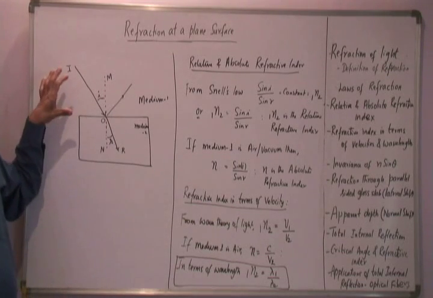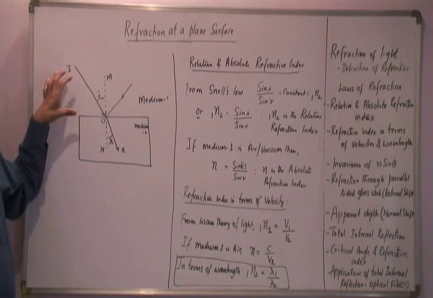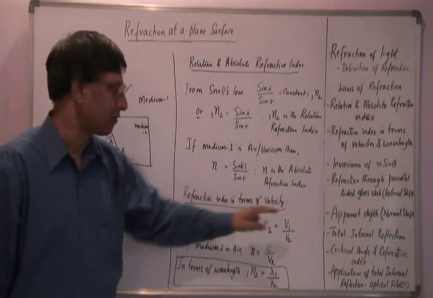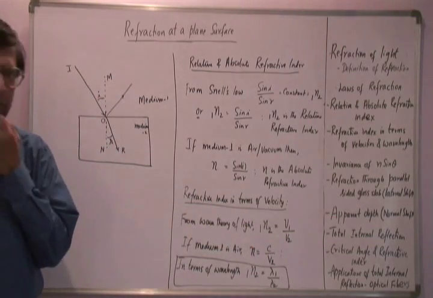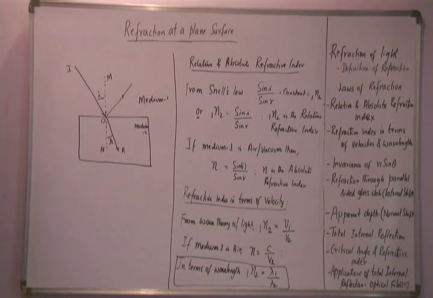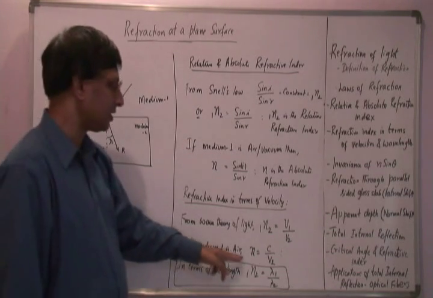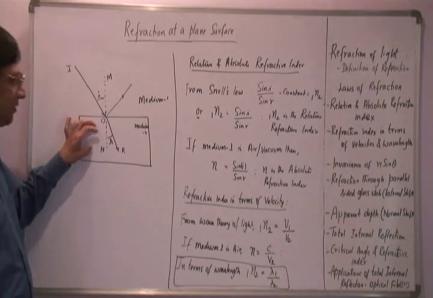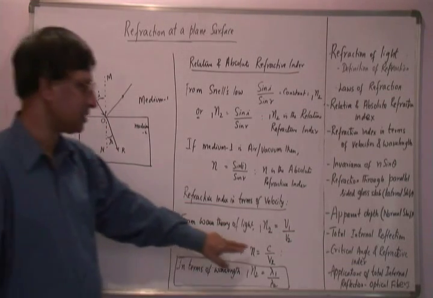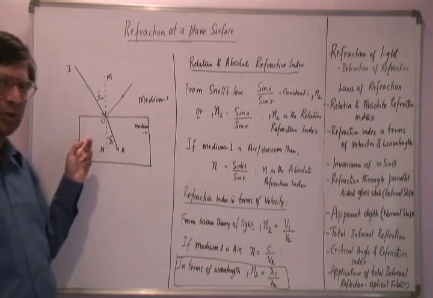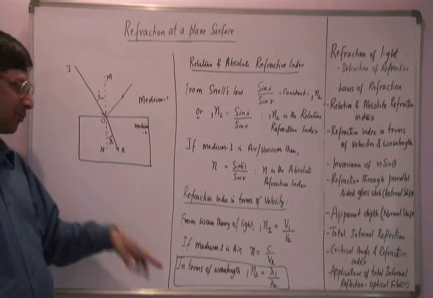So if medium 1 happens to be air or vacuum, then I know that the velocity of light in air or vacuum is c, which is 3 into 10 to the power of 8 meters per second. Therefore, if medium 1 is air, I have the absolute refractive index of medium 2, which will be c divided by v2, where v2 is the velocity of light in medium 2.